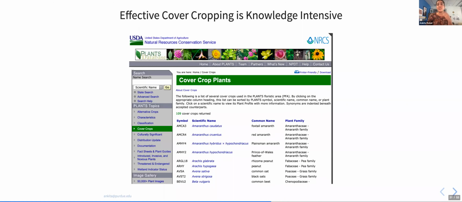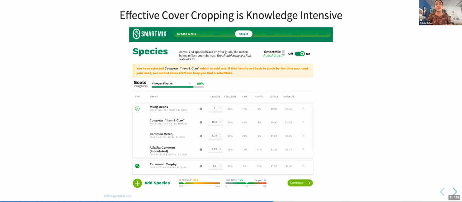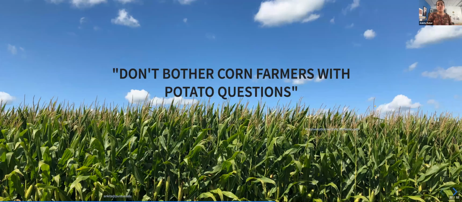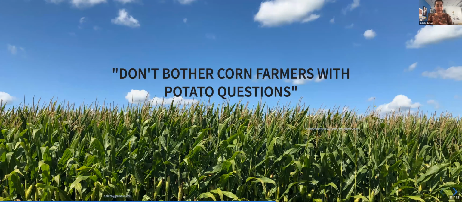So the USDA PLANTS database actually has a subset of cover crop data. There's a cover crop chart. And so, right, there's a lot of information out there. Some of it is public, some of it is private, some of it is proprietary, but you end up with a lot of different kinds of tools. And the thing that really ends up happening is that you end up with a lot of siloed data.